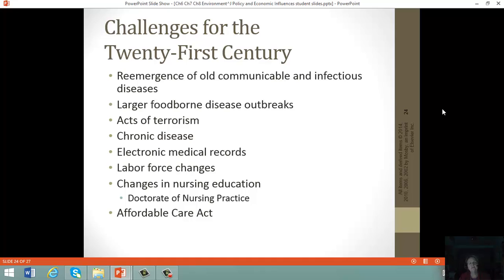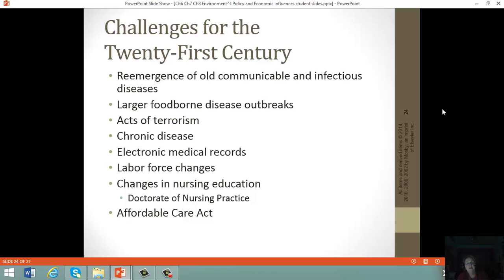Some of the challenges for the 21st century, in addition to old communicable and infectious diseases, these are predicted: larger foodborne disease outbreaks, concerns about acts of terrorism, chronic disease, as we know that there are larger numbers of persons with degenerative and chronic diseases, maintaining and getting involved with electronic medical records. We said last week that has not been fully integrated. Labor force changes, as few people are working and more people are using services. And then changes in nursing practice.